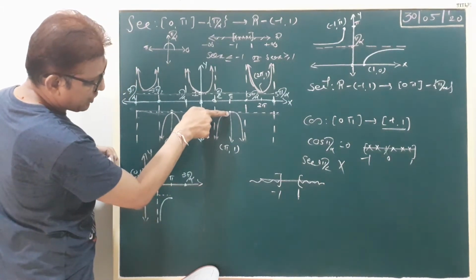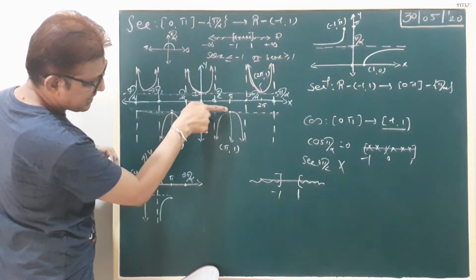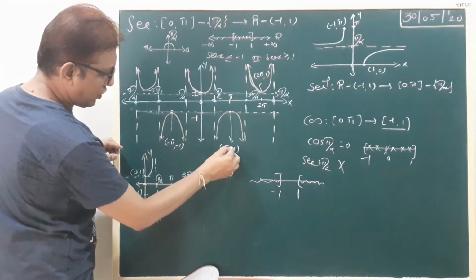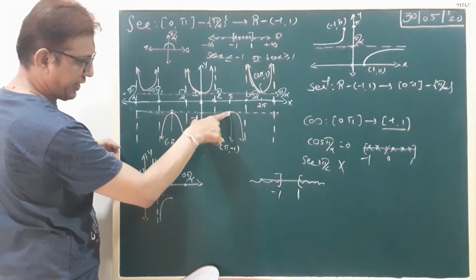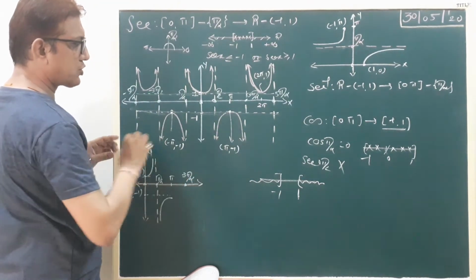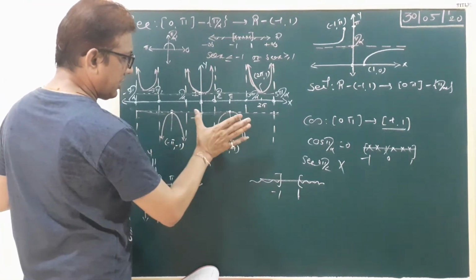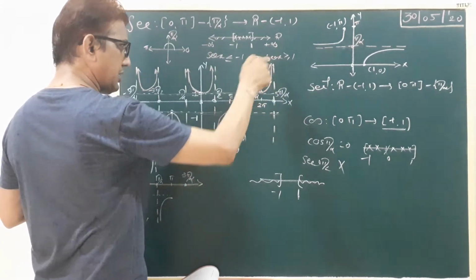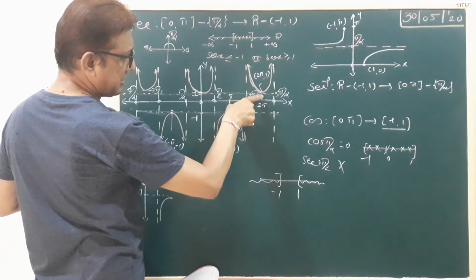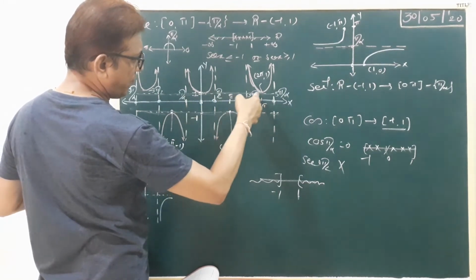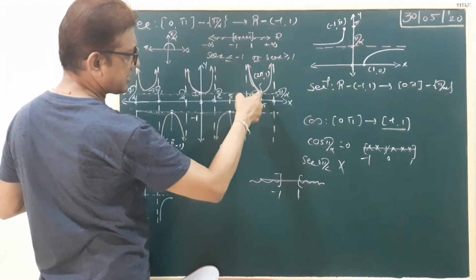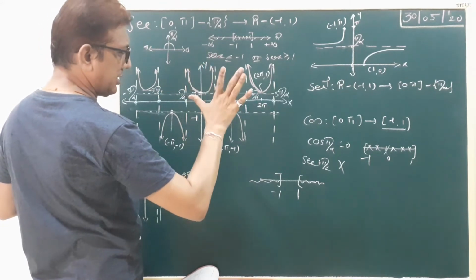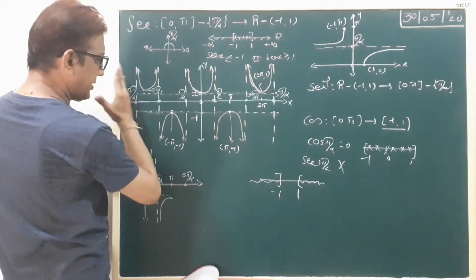Now here the intersection point of this one: on the x-axis pi and on the y-axis -1. So this point is called (pi, -1). Clear? Okay. Now this one, this portion, the intersection point is 2 pi and 1. So this point, the intersection of the curve and the horizontal line, is (2 pi, 1). Clear? Okay.